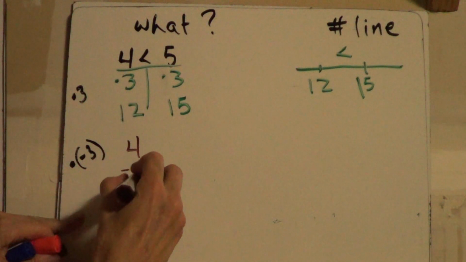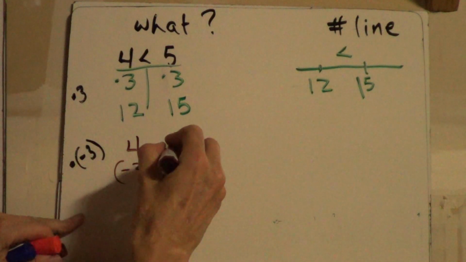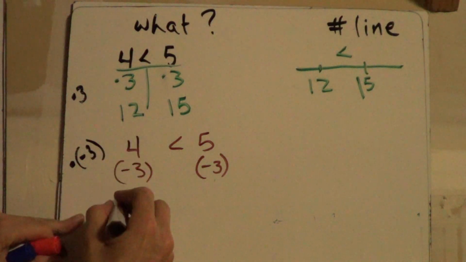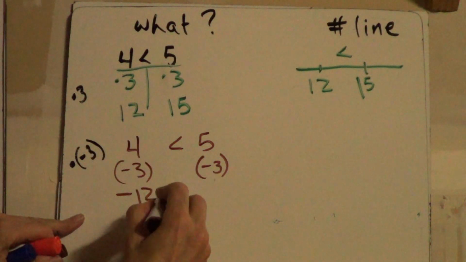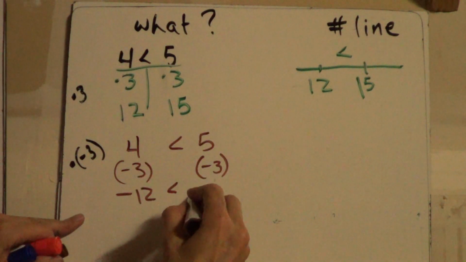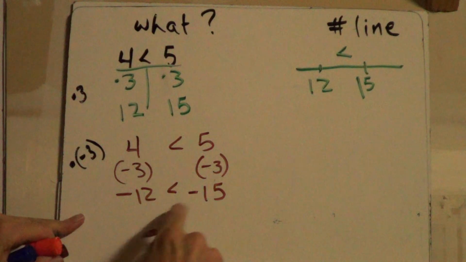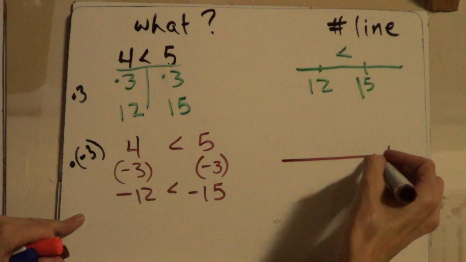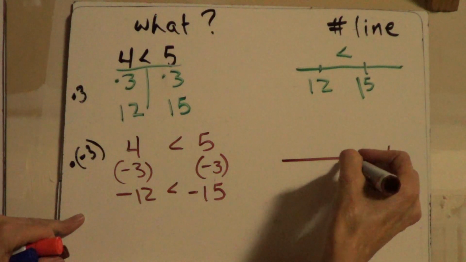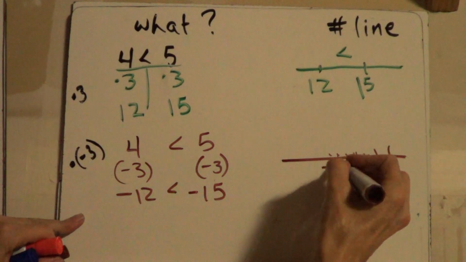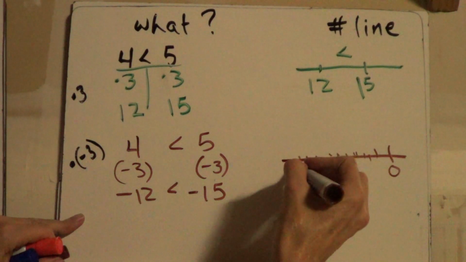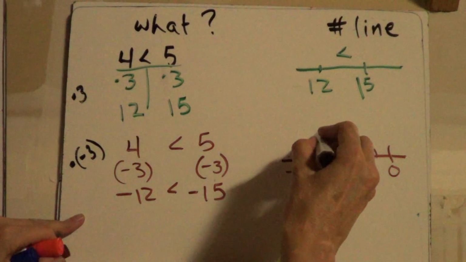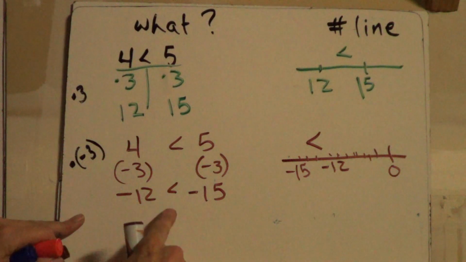4 times negative 3 and 5 times negative 3. 4 times negative 3 ends up being negative 12. 5 times negative 3 ends up being negative 15. If this were correct, then on our number line, way up here at 0, we would count down 1, 2, 3, 4, 5, 6, 7, 8, 9, 10, 11, negative 12, 13, 14, 15, there we go, negative 15. We have a problem here, don't we? Because it should be going this way, and it's going that way.